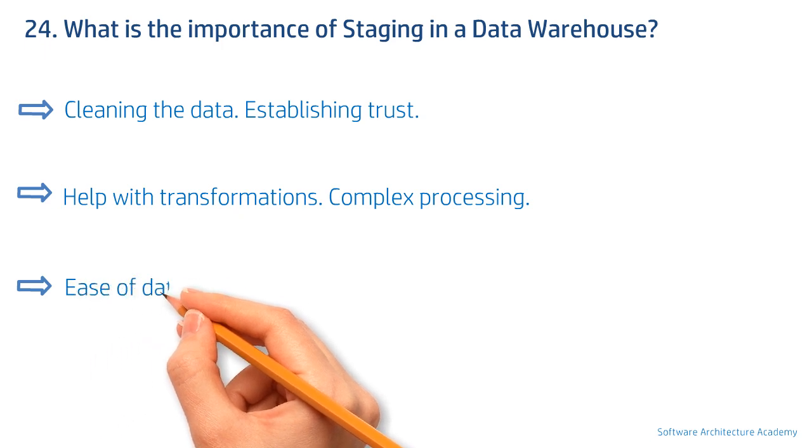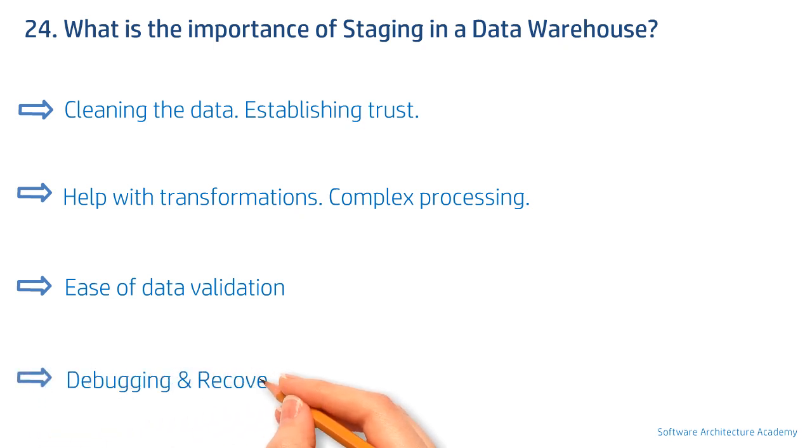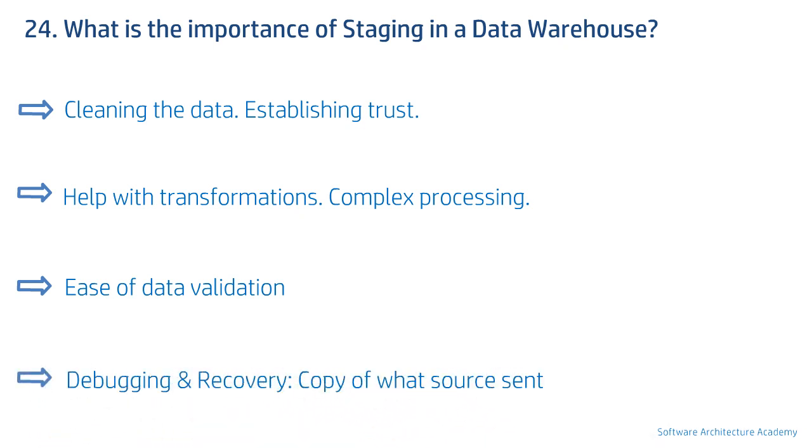Next, a stage is something that retains a copy of what the source system sent. There is usually no tampering done at stage level. Hence, this acts as a crucial area for data validation exercises. And finally, during incidents, the stage data is often checked to verify what was received from the source system without having to engage an external team every time there is an incident.